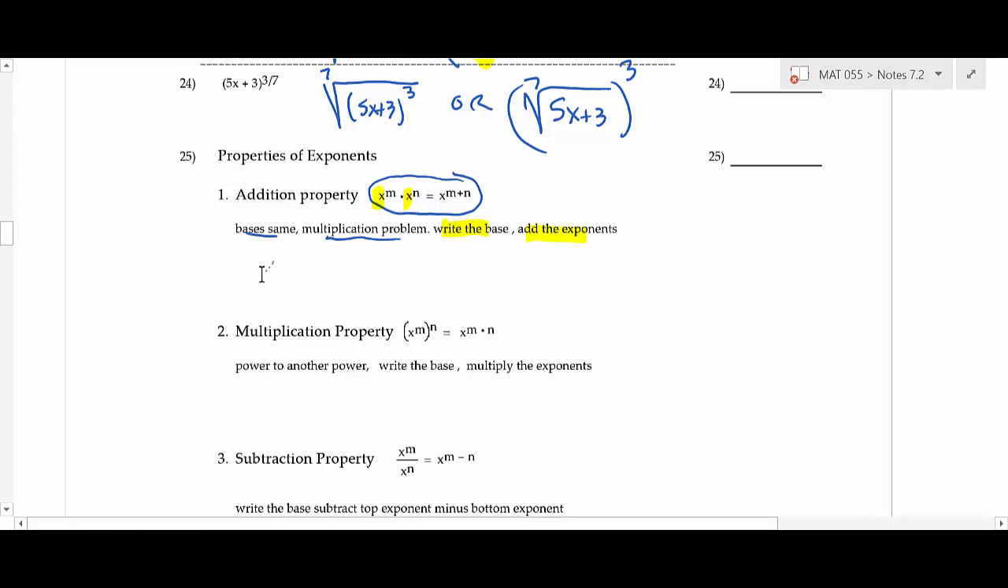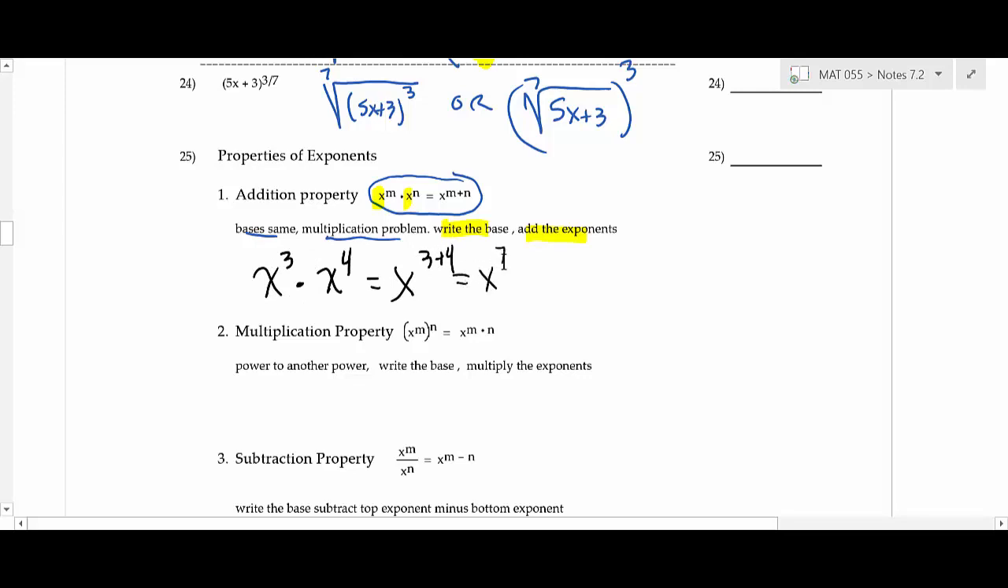Let's write down just a couple of examples. Say you have x to the third times x to the fourth. That's the kind of problem we do. What's the answer? X to the seventh. Bases are the same, write it. Add the exponents, do that in your head, you get x to the seventh.